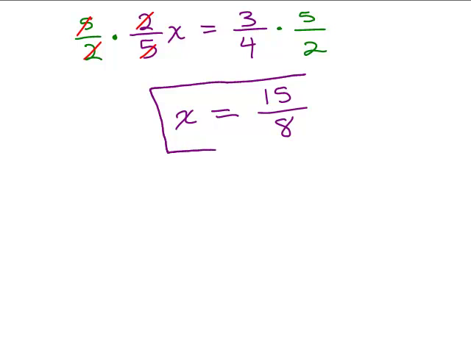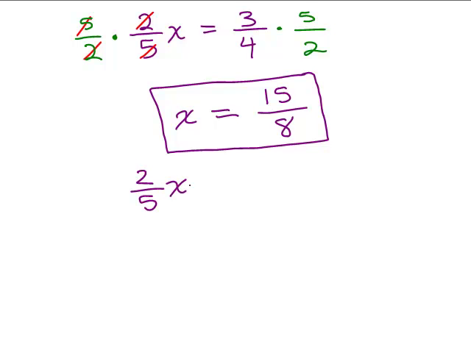This is an improper fraction, but it's reduced, so it's perfectly fine to leave your answer like that, but you could also write it as a mixed number, 1 7/8, or you could do long division and write it as a decimal, which I think is going to be 1.875. But it's perfectly fine to leave it like this. All right, second way to solve this.